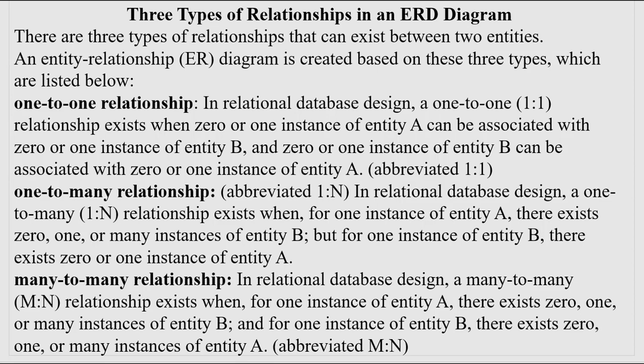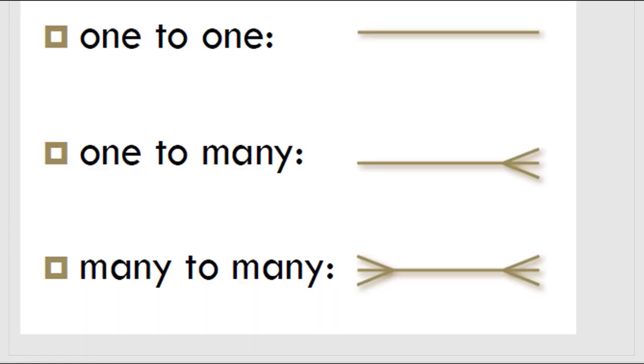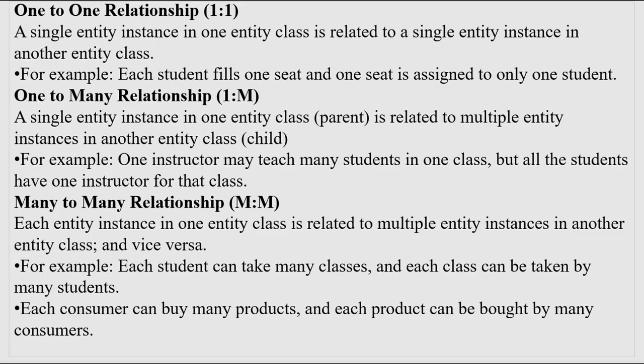In relational database design, a many-to-many relationship exists when for one instance of entity A there exist 0, 1, or many instances of entity B, and for one instance of entity B there exist 0, 1, or many instances of entity A. There you can see one-to-one, next one-to-many, next many-to-many.